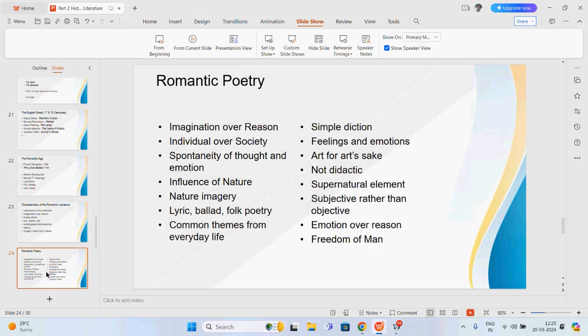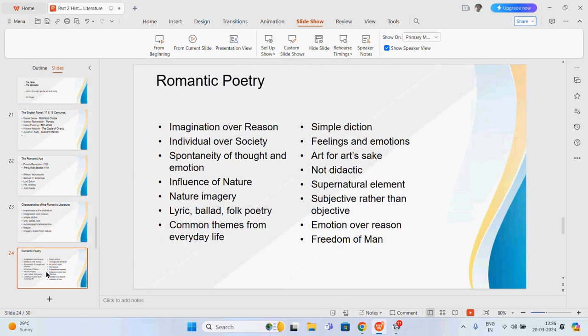Some features of romantic poetry are listed there. Some of the points have already been discussed in the previous slides. There is importance of imagination over reason. There is importance given to the individual over society. There is spontaneity of thought and emotion. In fact, Wordsworth defines poetry as a spontaneous overflow of emotions recollected in tranquility. We find a great influence of nature. There is use of nature imagery. Lyric, ballad, and folk poetry, odes are commonly used here.